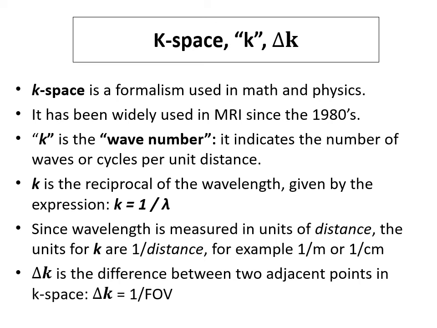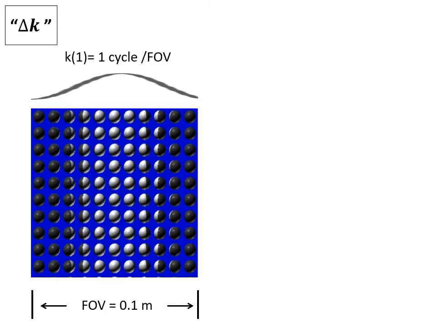K is the reciprocal of the wavelength, and it's given by the expression K is 1 over the wavelength. Since wavelength is measured in units of distance, the units of K are 1 over distance. For example, 1 per meter or 1 per centimeter. And delta K is the difference between two adjacent points in K space. So delta K is equal to 1 over field of view, as we'll see in the next slide. So let's discuss delta K before we summarize.